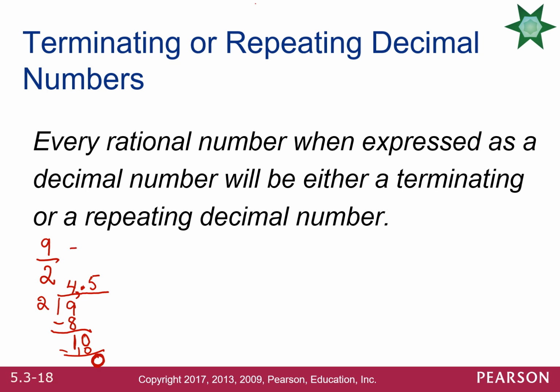So 9 divided by 2 in decimal is 4.5. And when we get a remainder of 0, that means the decimal terminates there. So 4.5 or 4.50. If you want to show more decimal places, then it can be 4.500 or 4.5000. It'll only be zeros. So this is an example of a terminating decimal value. We convert 9 over 2 into decimal and we get a terminating decimal number, which is 4.5.